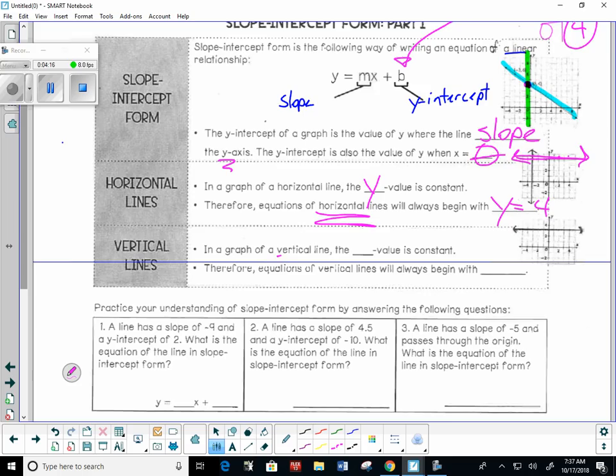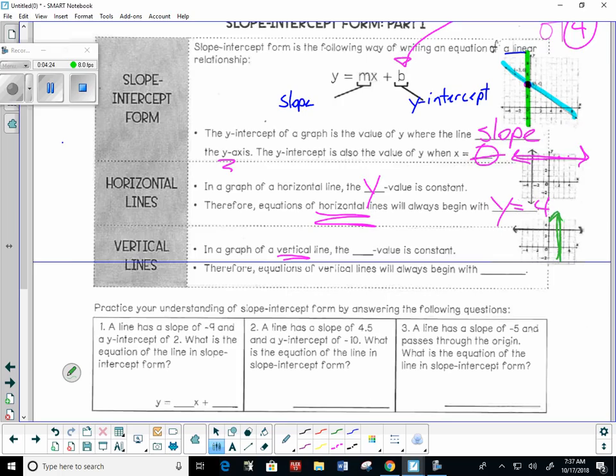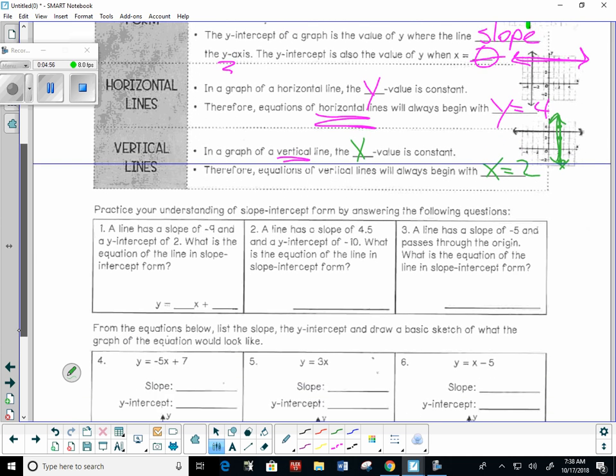Same thing if we have a vertical line. Let's make this one x equals 2. There's our vertical line, which, by the way, has an undefined slope. In the graph of a vertical line, our x values are going to be consistent. So x equals, and in this case, all of our x values are 2. This point is (2, 4), this point is (2, 2), this point is (2, -2). So our x equals 2. Those are kind of our odd situations.